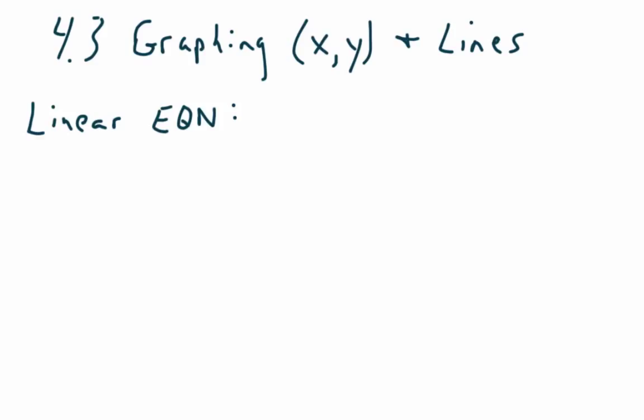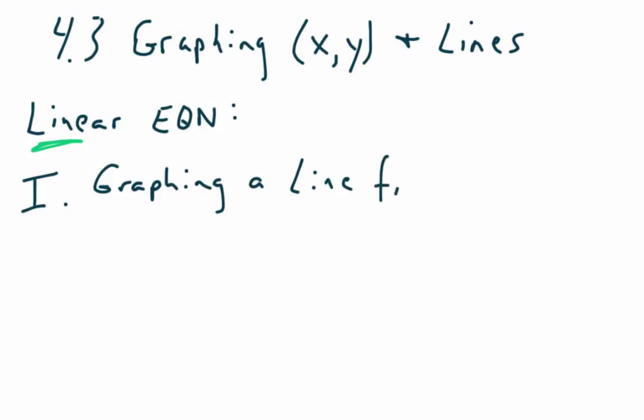But if you have a linear equation, the key was it's going to be that word line. So all the graphs that we're doing in this section are all going to be line graphs. If you get points, they should graph into a line. So Roman numeral 1 then is graphing a line for an equation.